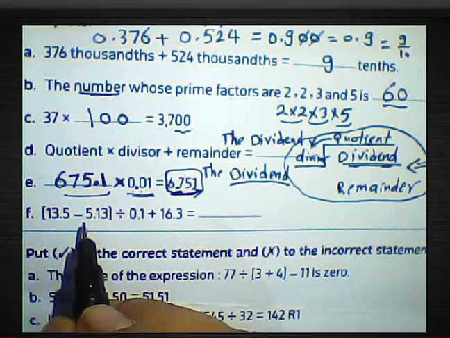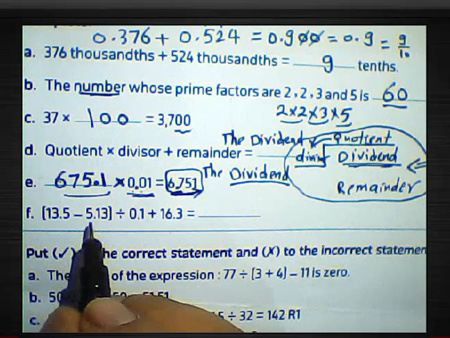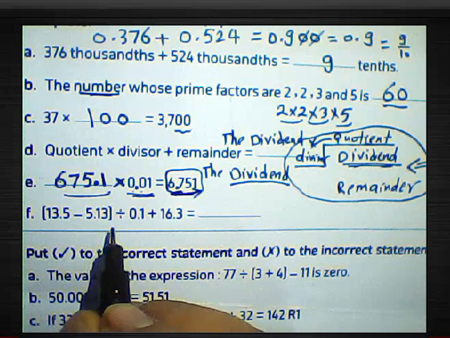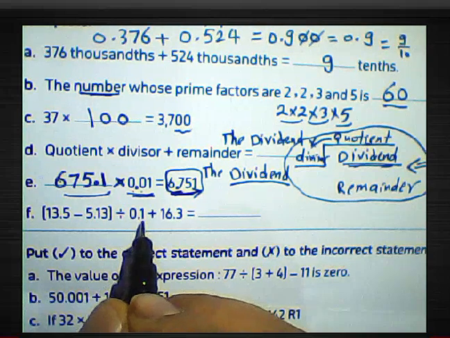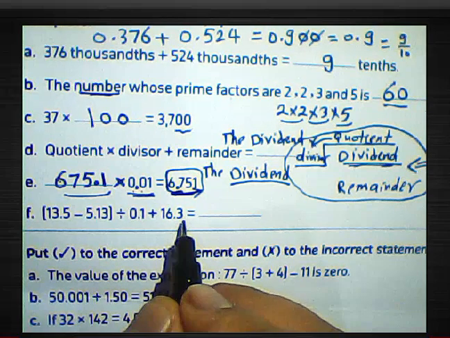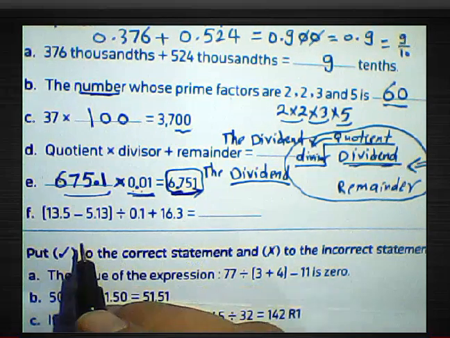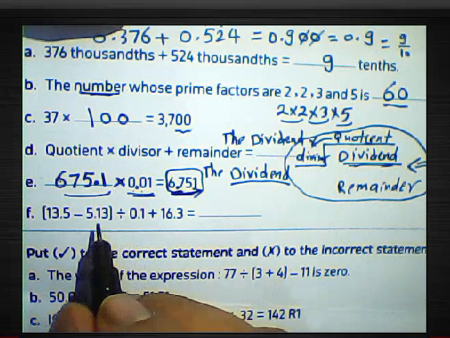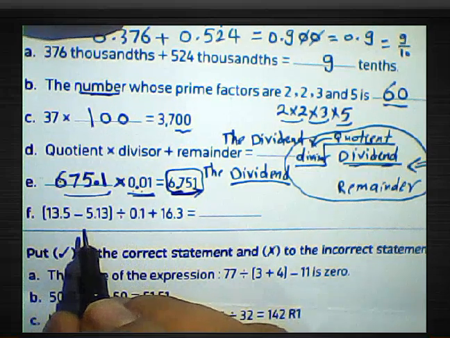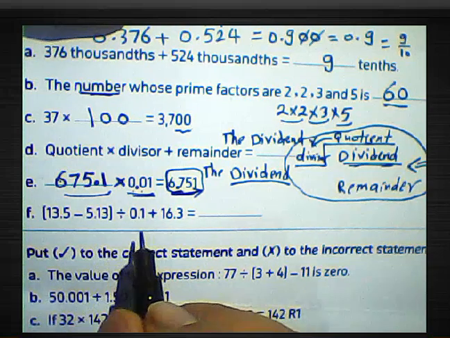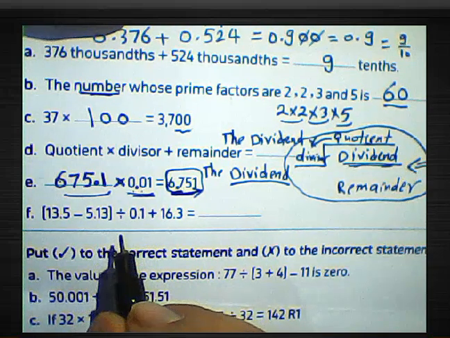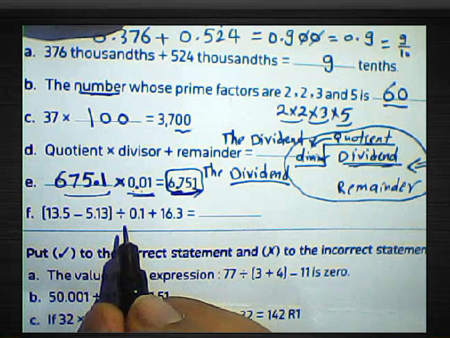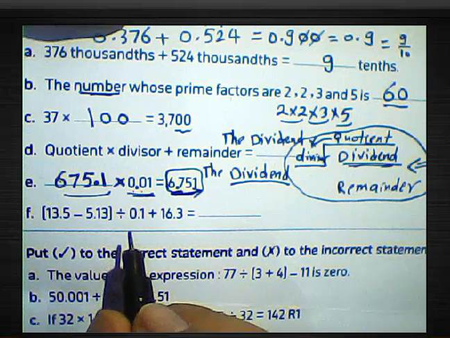Okay, letter F, 13.5 subtracted by 5.13 in brackets, divided by 1/10 plus 16.3/10. It's the order of operations. When you want to find the result, we must look at parentheses first, exponent next, multiplication and division in the same step, addition and subtraction from left to right, first come first served.